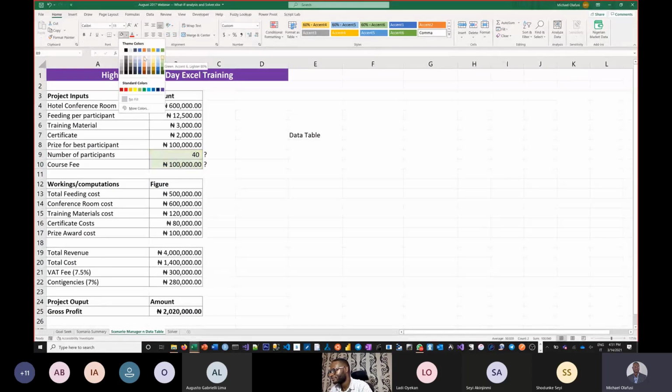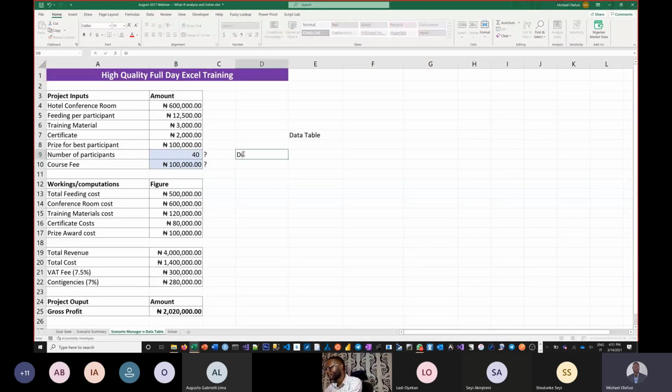So that's why I have colored these two as the inputs that will be changing, or that we would like to create different scenarios around. I don't want to be rigid and say this is what it will always be, right? I want to be able to capture different scenarios for these two inputs. So ready? How do we do that?